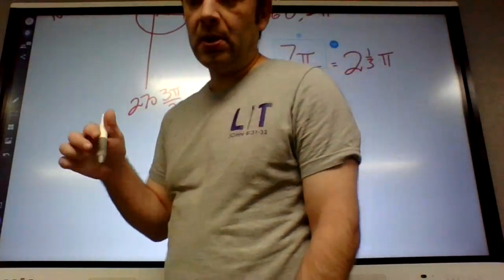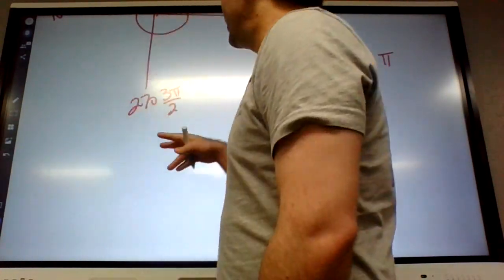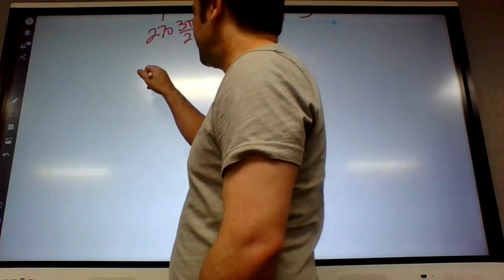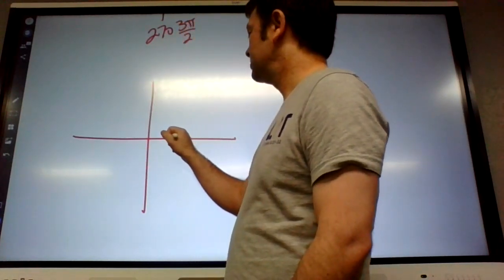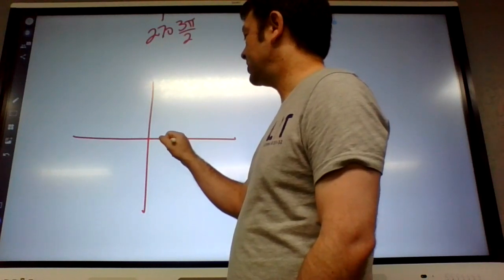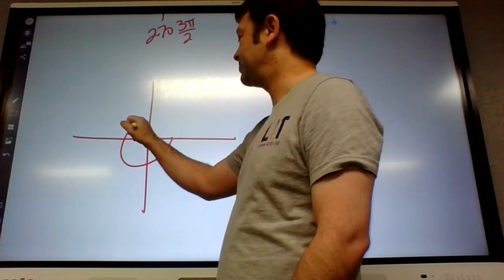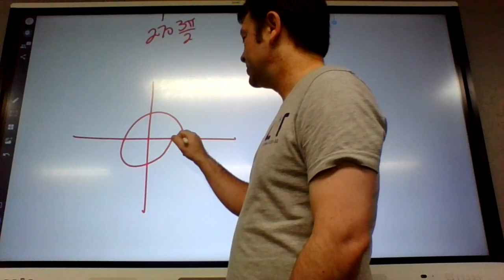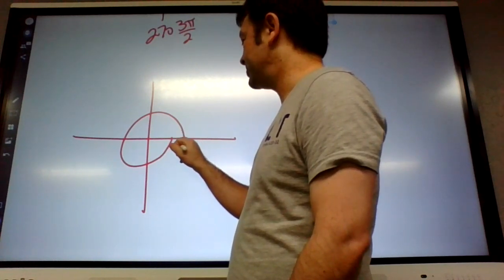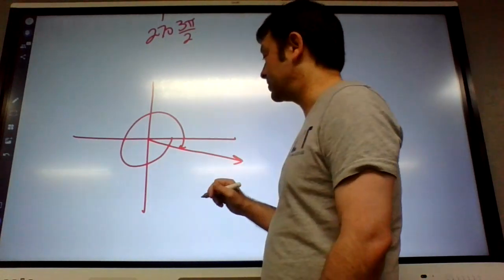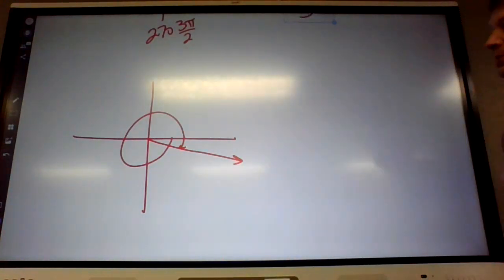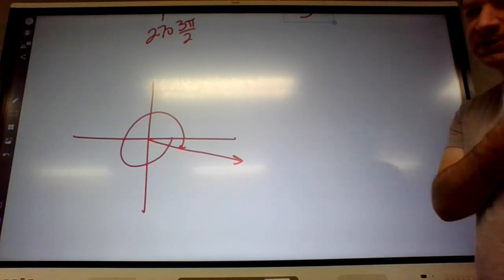Alright. Number 3, where would negative 370 be? 10 below 360. Yeah, because negative 360 is right here, right? So 370 would just be a little bit farther. But you're going in a clockwise direction with negative degrees.